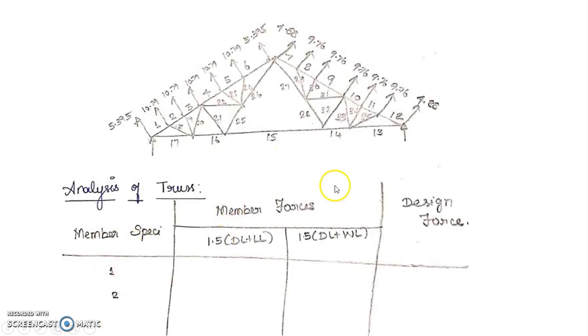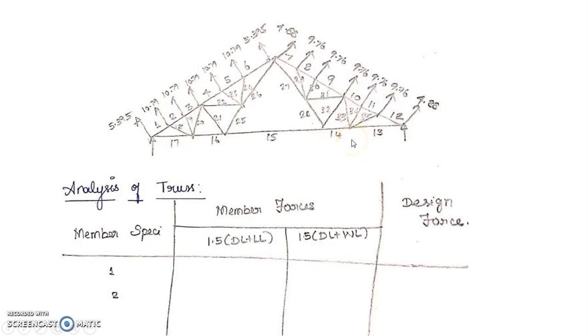Here you have to take the combination of dead load and live load, multiplied by the partial safety factor for different members, which is listed in this particular truss. Similarly, you calculate 1.5 times dead load and wind load, from which you have to take the design load. In the next class, I will explain how to calculate design load for your member design calculation.